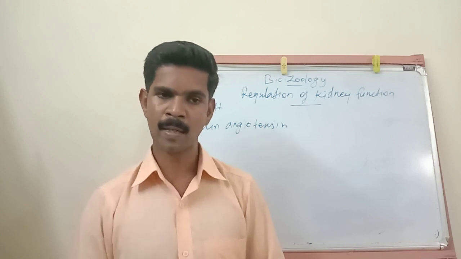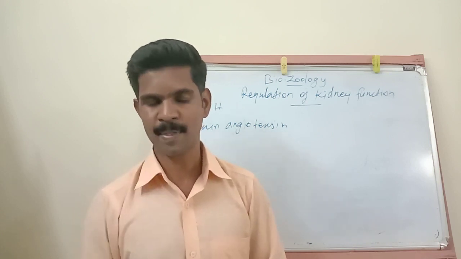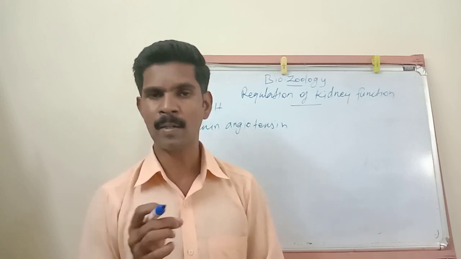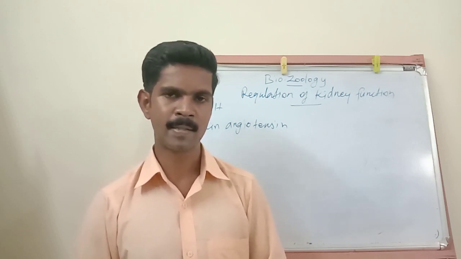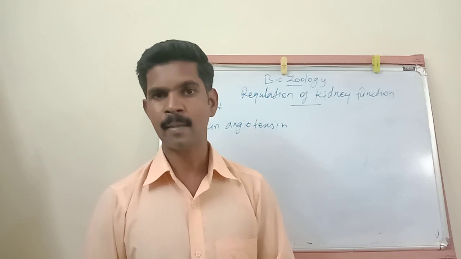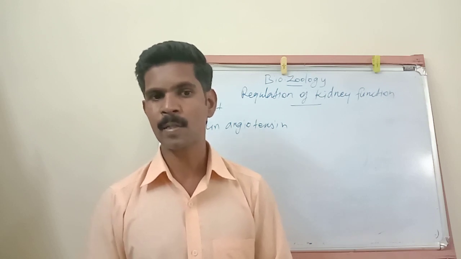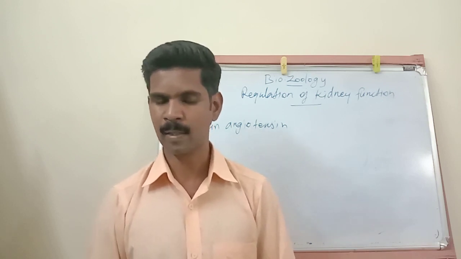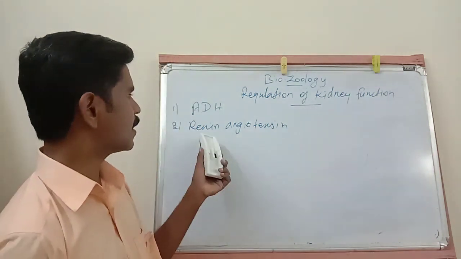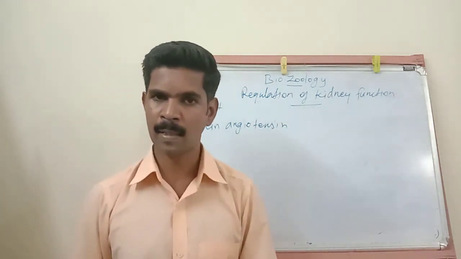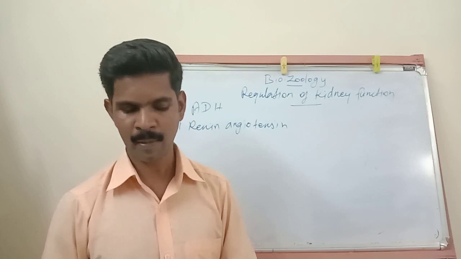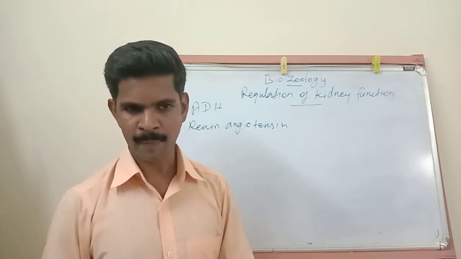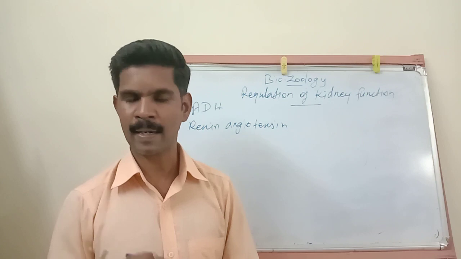This juxtaglomerular apparatus consists of two types of cells. One is macula densa cells and the second one is granular cells. These granular cells only produce the renin. So the renin is secreted by the granular cells of the juxtaglomerular apparatus. Understand? Then the next point is this enzyme renin.